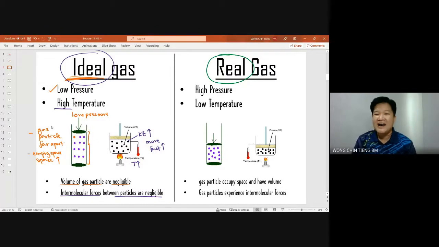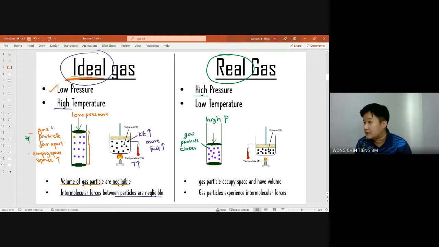What happens is high pressure. We know that in this world we will not always have low pressure. Right? There are conditions where my pressure tends to be very high. So when my pressure is very high, the gas particles will be close to each other. Closer to each other, and when they are closer, the empty spaces become lower. Empty spaces become very small.